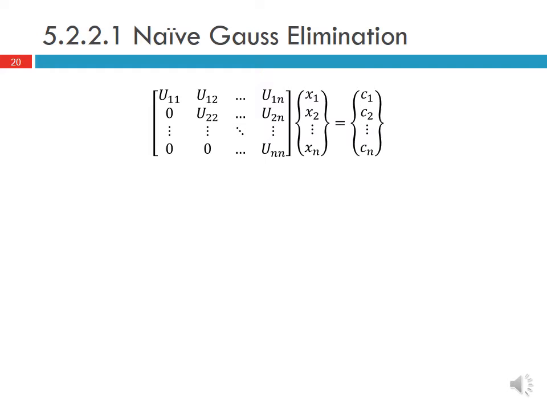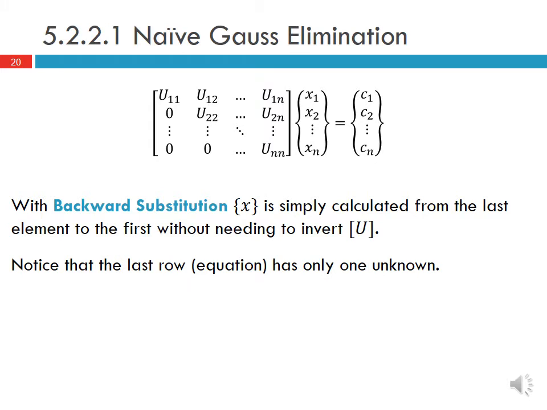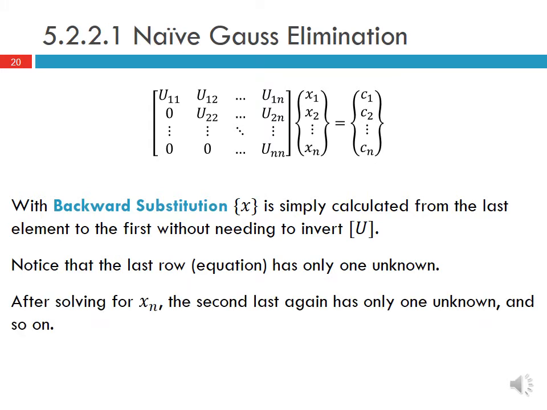Then once we've got our upper triangular matrix, we use backward substitution, where x is simply calculated from the last element to the first without needing to invert U. The last row or equation has only one unknown. After solving for xn, the second last equation again has only one unknown, and so on. So we just work our way backwards to the first equation.